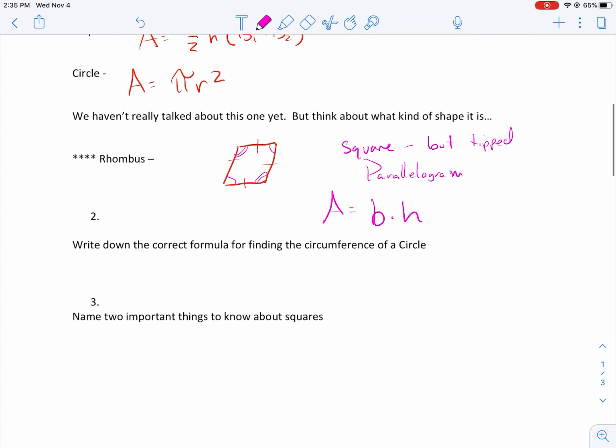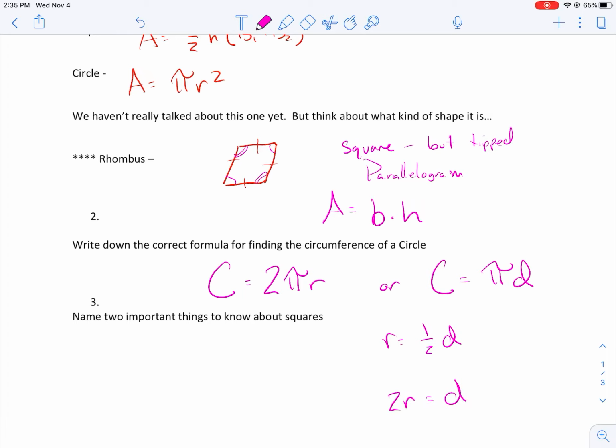Okay, so write down the correct formula for finding the circumference of a circle. It's either 2 pi r or pi times the diameter. Remember, the radius is equal to 1/2 the diameter, or twice the radius is equal to the diameter. So just remember, if they give you the diameter, just plug it into this formula. If they give you the radius, you can multiply it by 2 and then multiply it by pi.